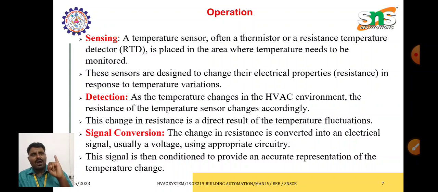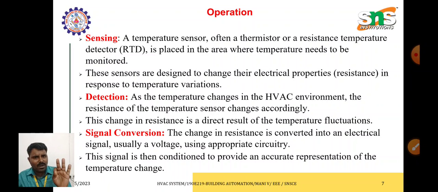The second one is detection. If the resistance changes, it is directly proportional to the temperature changes in the building or in a particular environment. So we have to detect whether the resistance has changed or not. If the resistance changes, it is directly proportional to the temperature change in the environment. So we have to detect the change in temperature.